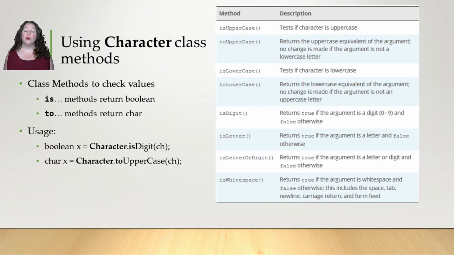Your to methods, toUpperCase and toLowerCase, are useful if you need to manipulate something and make sure it's an uppercase. If you pass a toUpperCase method a capital A, it will return a capital A. But if you pass a toUpperCase a lowercase a, it will return a capital A as well, which means you can use this to make sure that your letters are the same case.